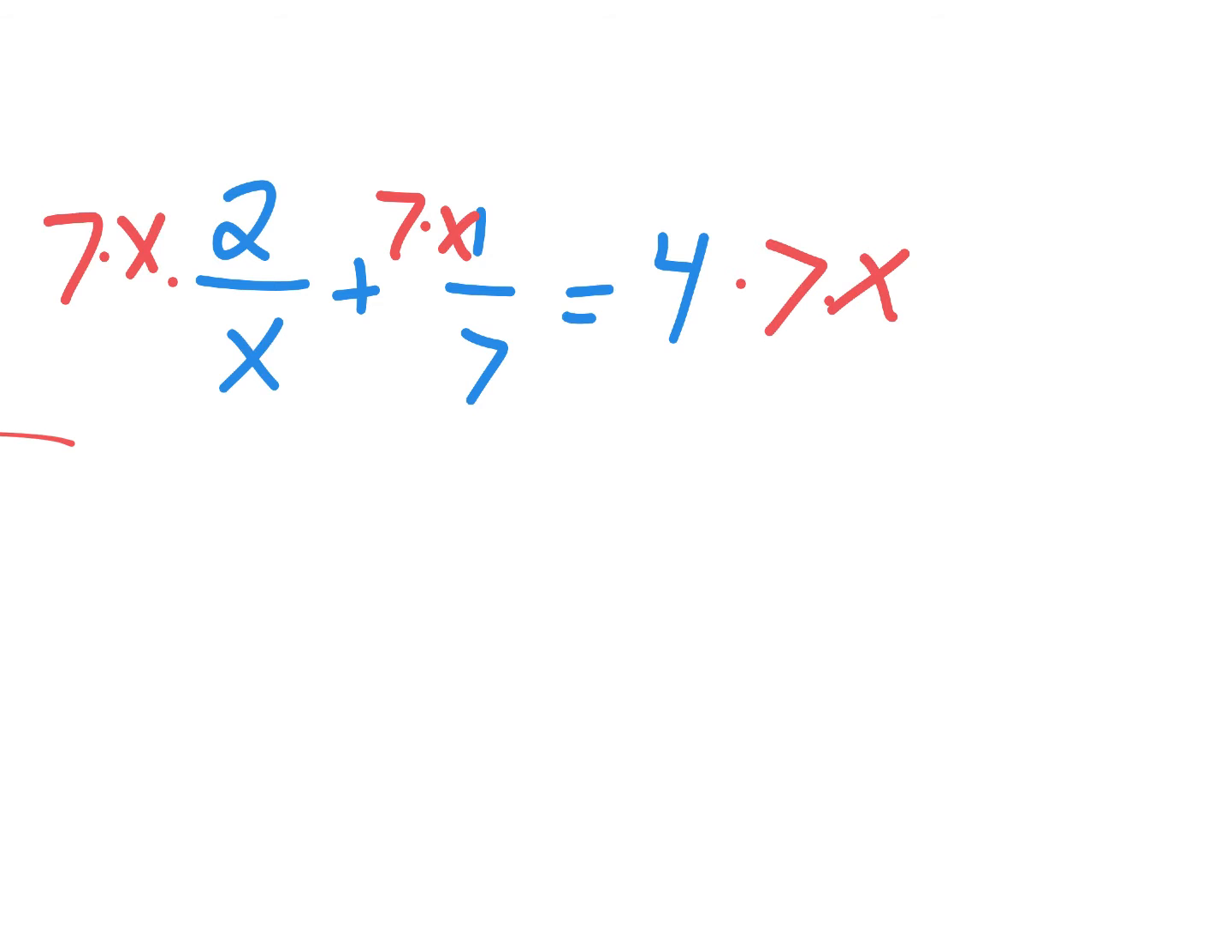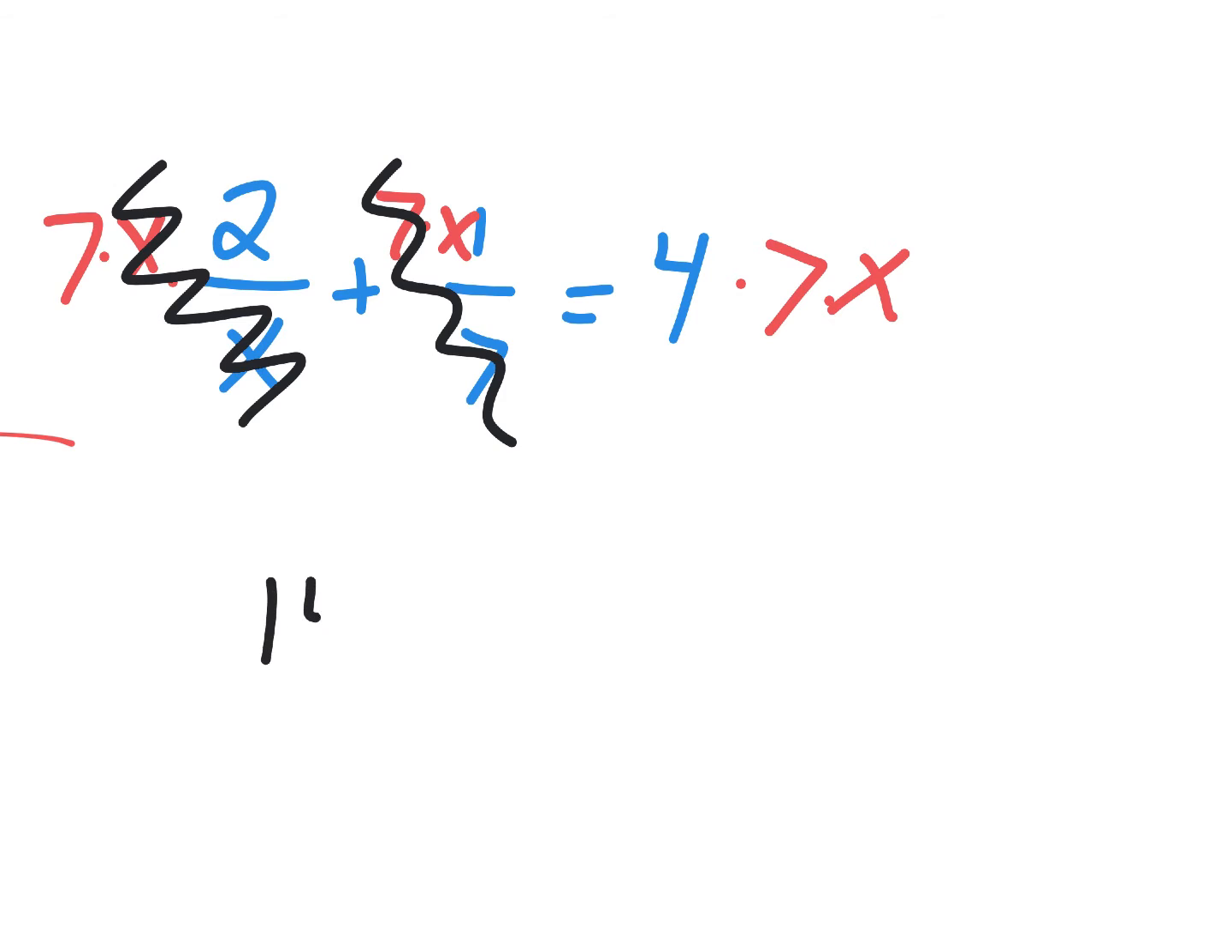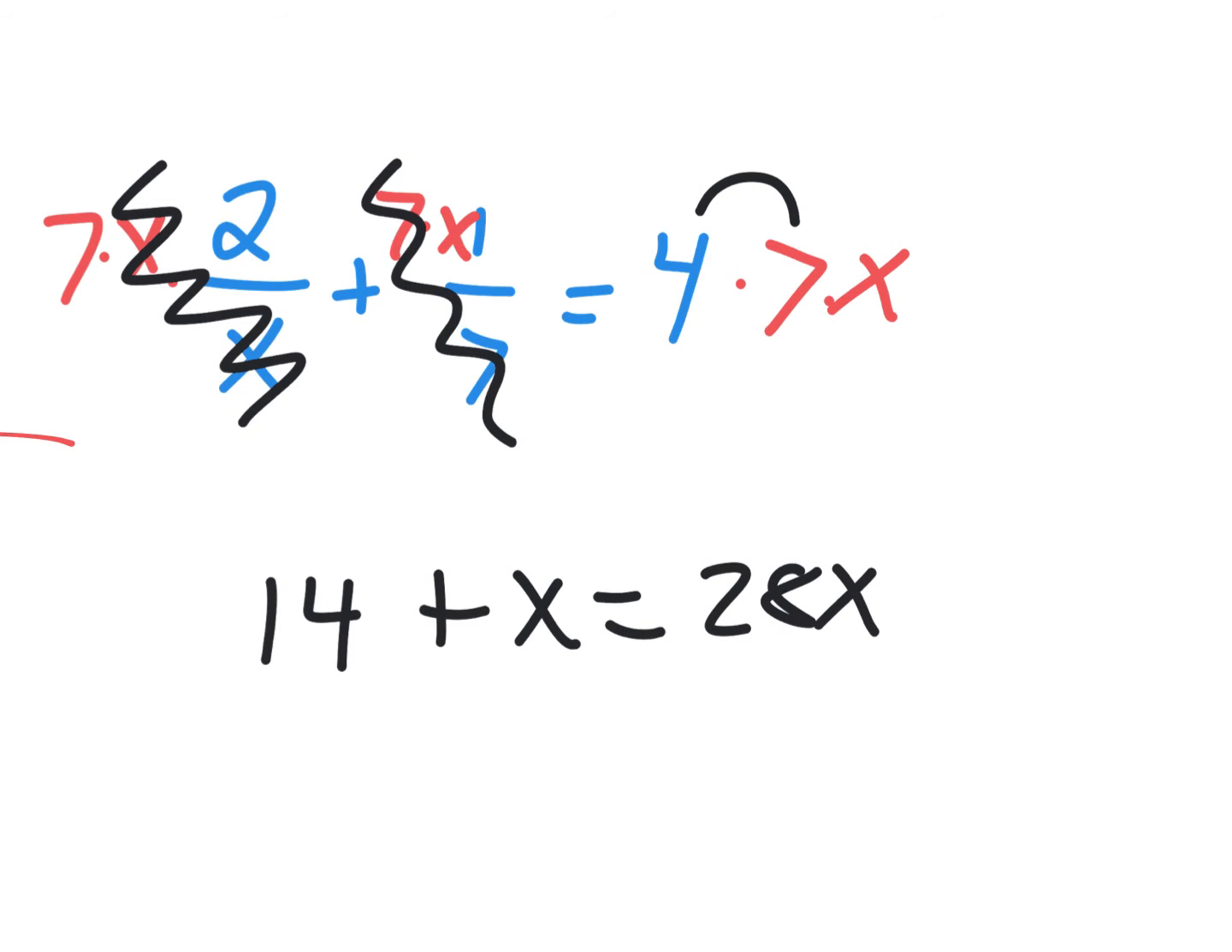Think of it this way. If there had been a parenthesis around that whole side, you would have distributed it in. So now what cancels? That does. And that does. 14 plus x equals 28x.